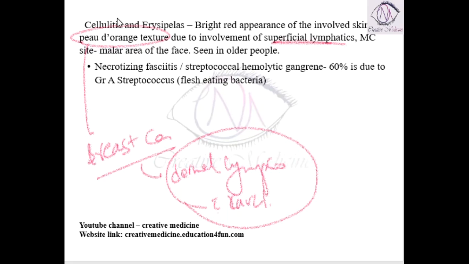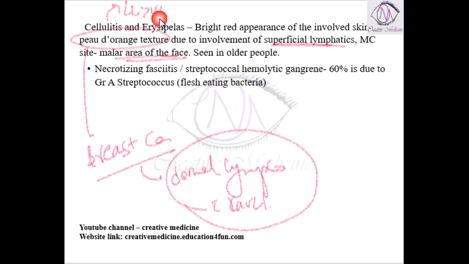Erysipelas is seen more commonly on the malar aspect of the face, whereas cellulitis is more commonly on the lower limbs followed by upper limbs. Erysipelas is also seen in older people. Then Streptococcus is also responsible for necrotizing fasciitis or streptococcal hemolytic gangrene.